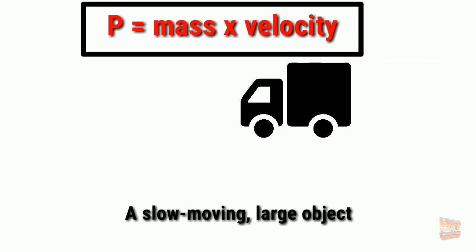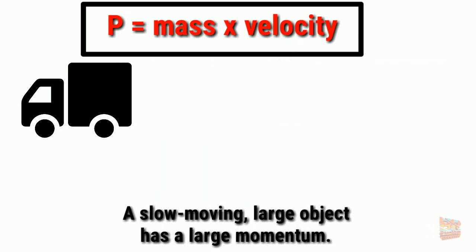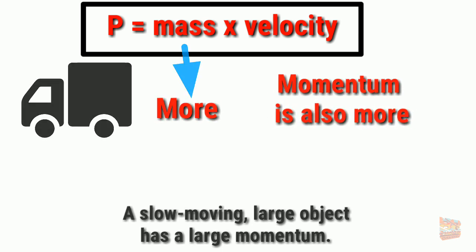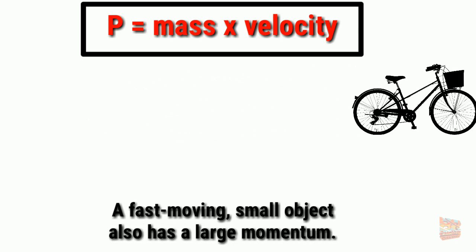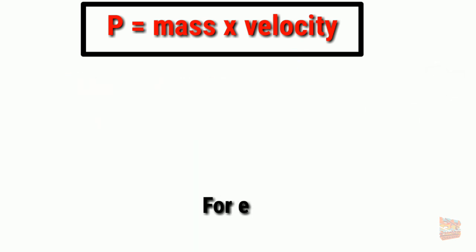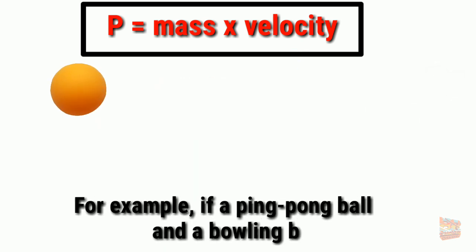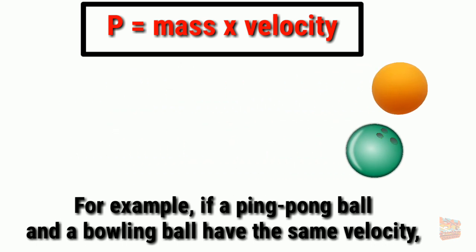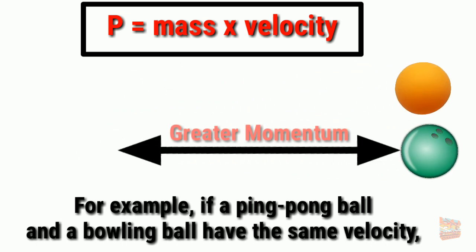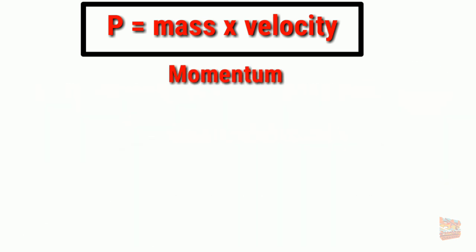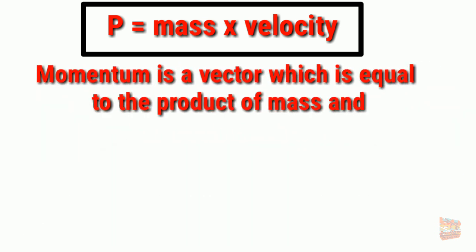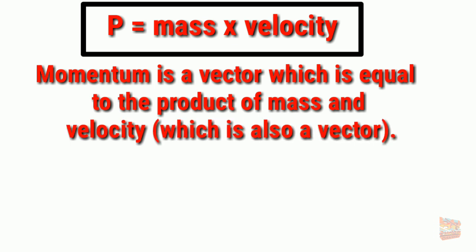A slow-moving large object has a large momentum because its mass is more, so its momentum is more. Or, a fast-moving small object also has a large momentum because its velocity is more. For example, if a ping-pong ball and a bowling ball have the same velocity, the bowling ball has a greater momentum because it is more massive than the ping-pong ball. Momentum is a vector which is equal to the product of mass and velocity, which is also a vector.